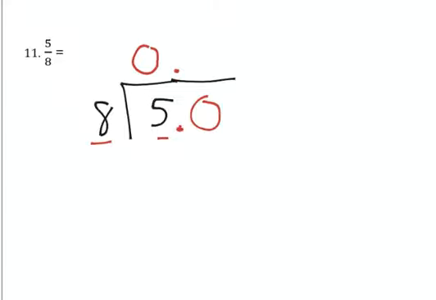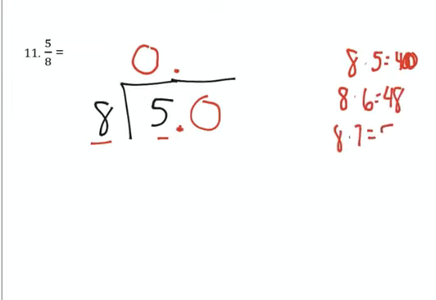Now is the time that you have to think about your 8's times tables. So if I said, what's 8 times 5? We would say, well, that's 40. Oh, 40. And I'm getting close to 50, so let's try 8 times 6. 8 times 6 is 48, and 8 times 7 is 56. So that one would be too big. The closest I'm going to get is 8 times 6. So 8 can go into 50 6 times.